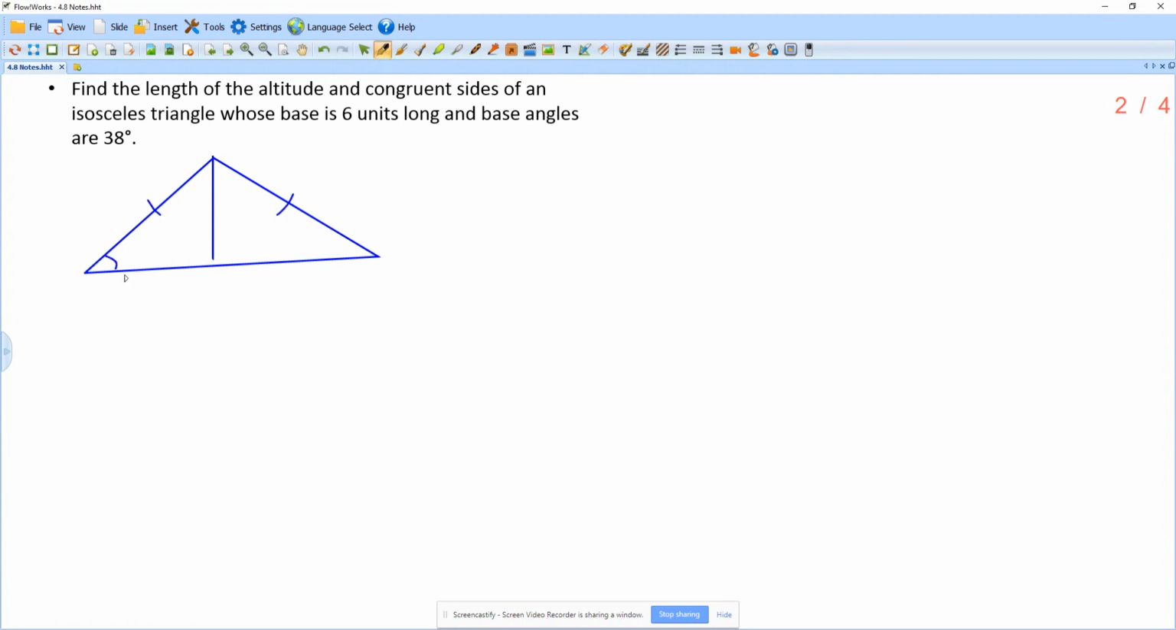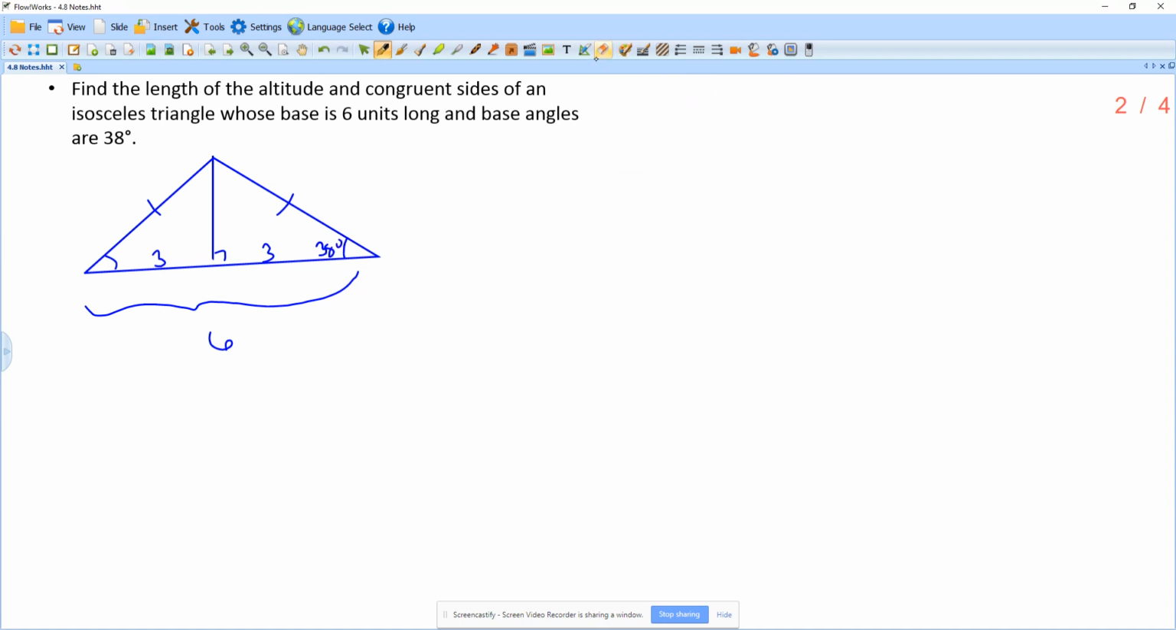Isosceles meaning those are congruent and these are congruent. The whole base is 6 units long. And what you learned about an isosceles triangle last year is that this altitude in an isosceles triangle will split the base. So each of these sides is 3. It also tells us that the base angles, which are the congruent angles, are 38 degrees.